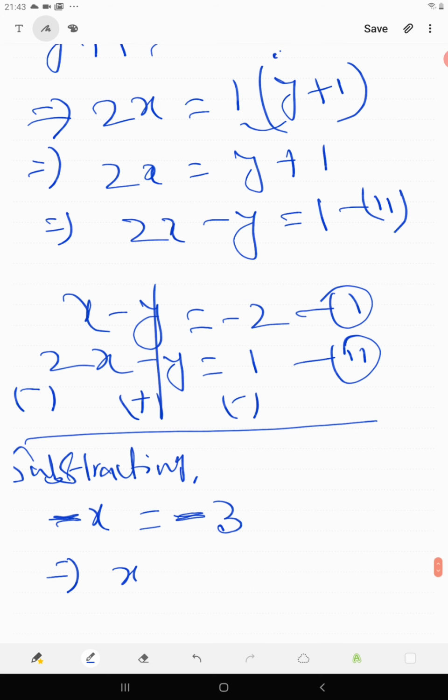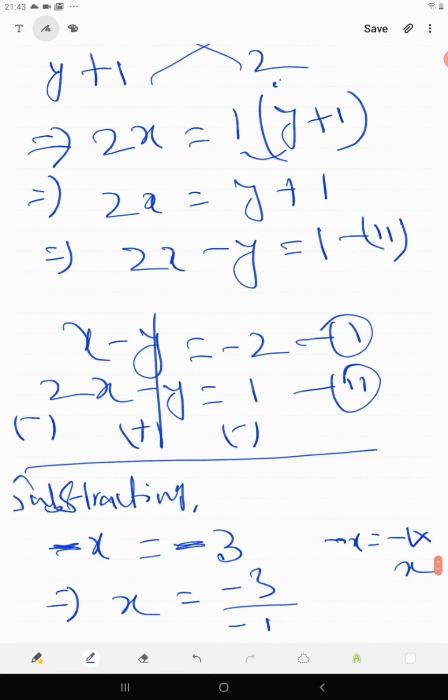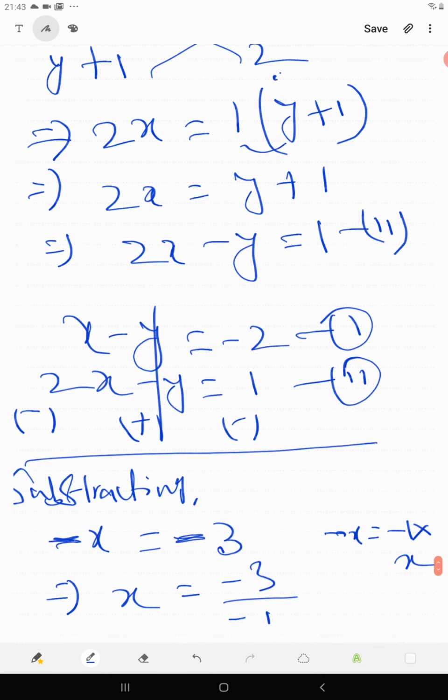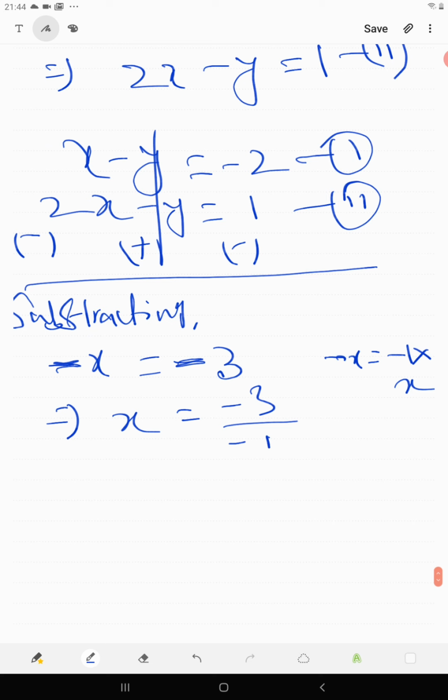So if you see minus x, that is minus 1 into x, correct? So it will be minus 3 divided by minus 1. Minus x is nothing but minus 1 into x. We take minus 1 towards the right, because minus 1 is multiplied with x, so it will become division on the right-hand side. Now minus minus cancel and 3 by 1 is 3. So we got x equals 3.